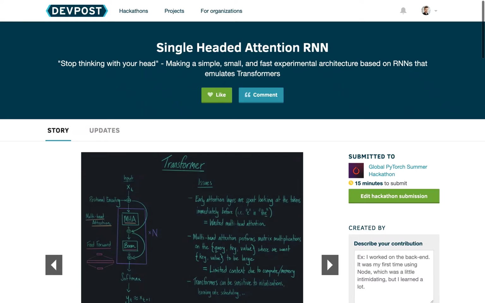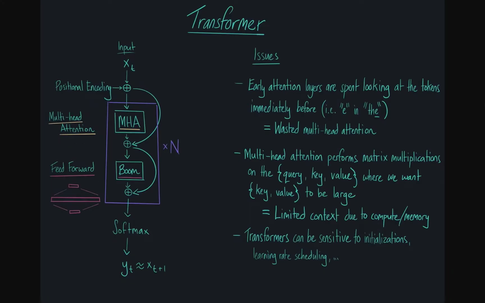The single-headed attention RNN, or stop thinking with your head: making a simple, small, and fast experimental architecture based on RNNs that emulate our transformers. Now, why would we use anything that isn't a transformer? Well, there are a few issues. Transformers are generally very computationally intensive and quite memory intensive.